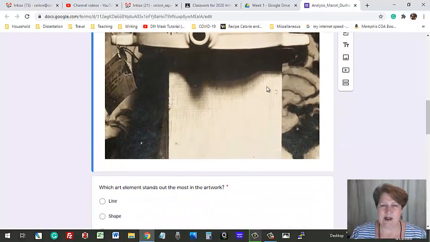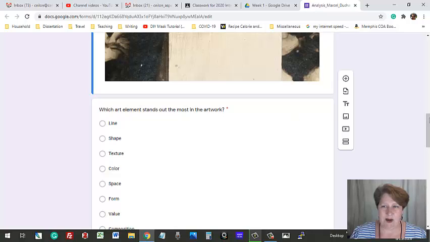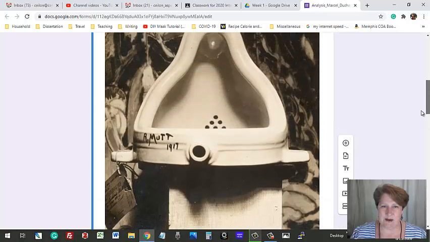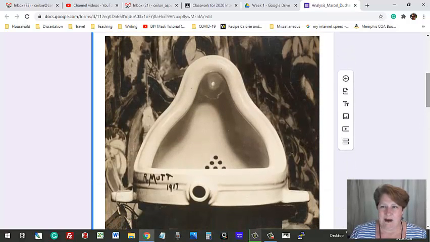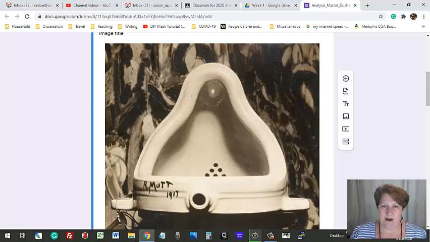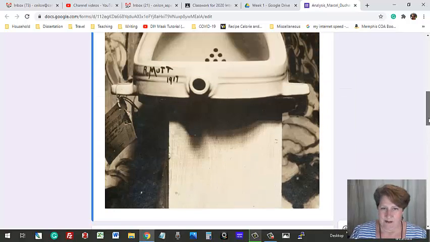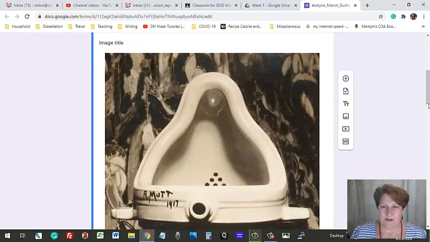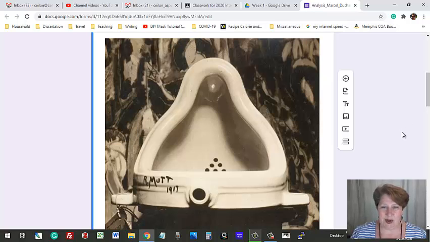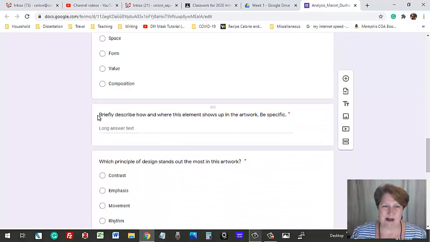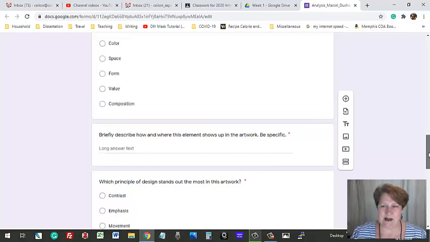Okay, so for this one, we still have the picture there, and you're going to tell me what element of art stands out the most in this artwork. So let's look at this artwork. I would say in this one, I'm going to say value. Now, you might decide that you want to say form because it's a sculpture. Whatever it is that you choose, I will accept it if you can support it with visual facts from the artwork. So I'm going to say it's value, and then the next question after that is briefly describe how and where this element shows up in the artwork, and be specific.